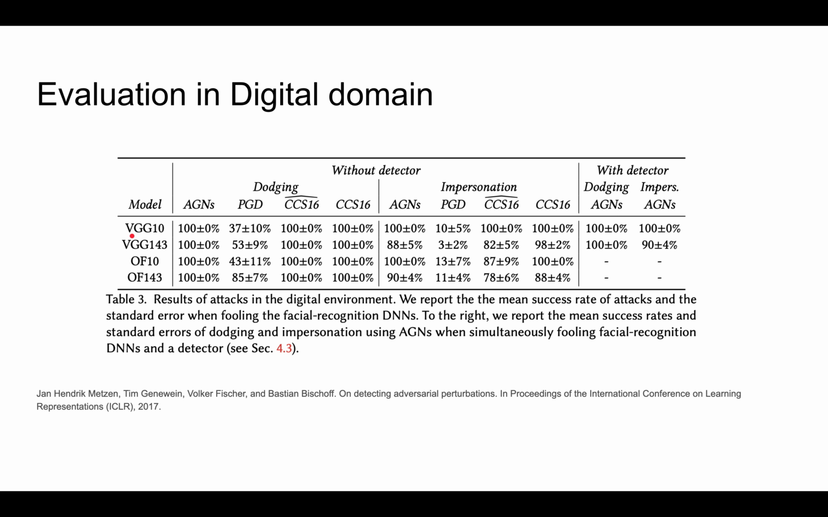The first is called Visual Geometry Group, which is VGG, and the second is OpenFace, OF. For both models, the author trained two submodels, one smaller and one bigger. The smaller one uses fewer weights, and the bigger one uses more weights. As we can see, the AGN approach performs very well on both models, with very high accuracy and a very high success rate.